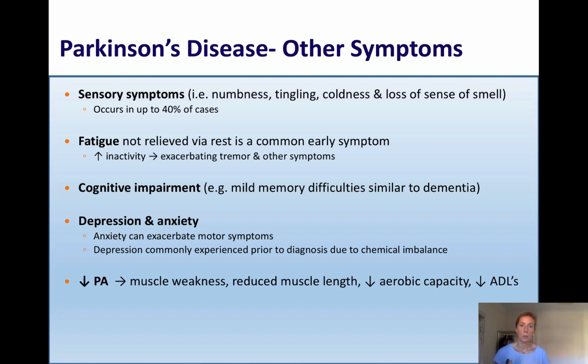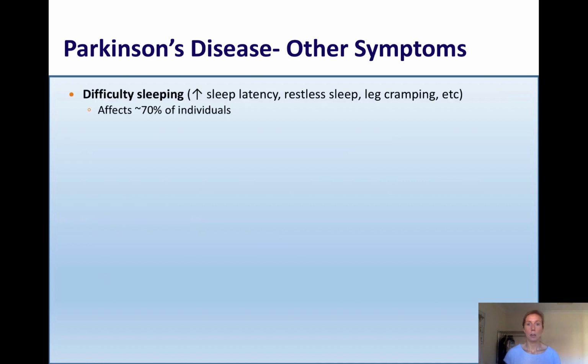And obviously, with all of these things going on, we're going to see a reduction in physical activity. It's pretty much inevitable, okay? So therefore, we're going to get the muscle weakness, the atrophy, the reduced muscle length, the decreased range of motion, aerobic capacity, and obviously that's all going to have a really big impact on your ability to perform activities of daily living. A few more to talk about, guys.